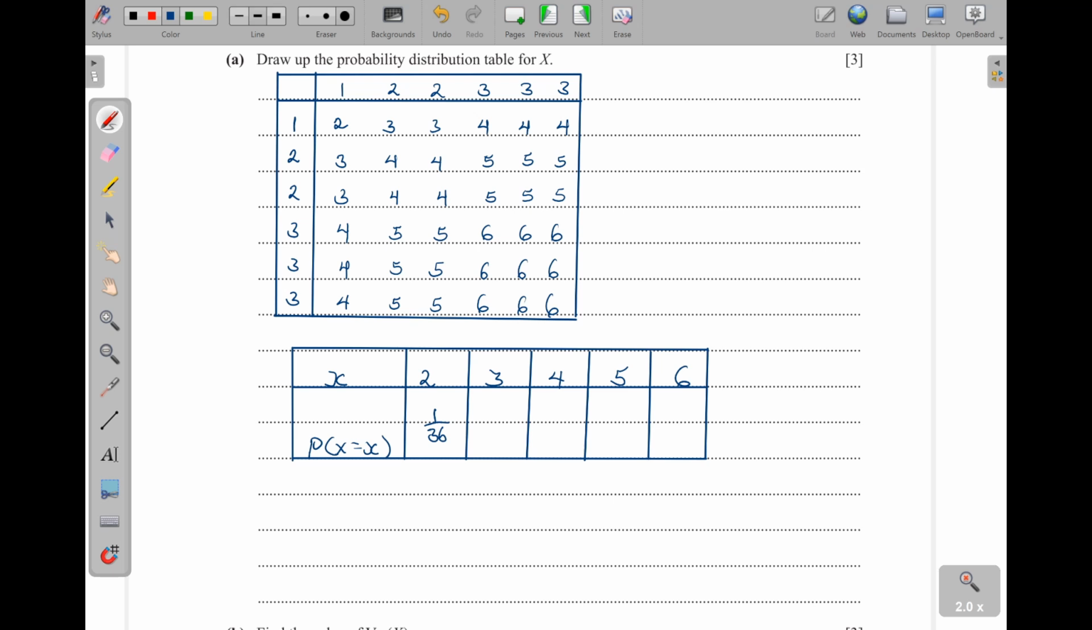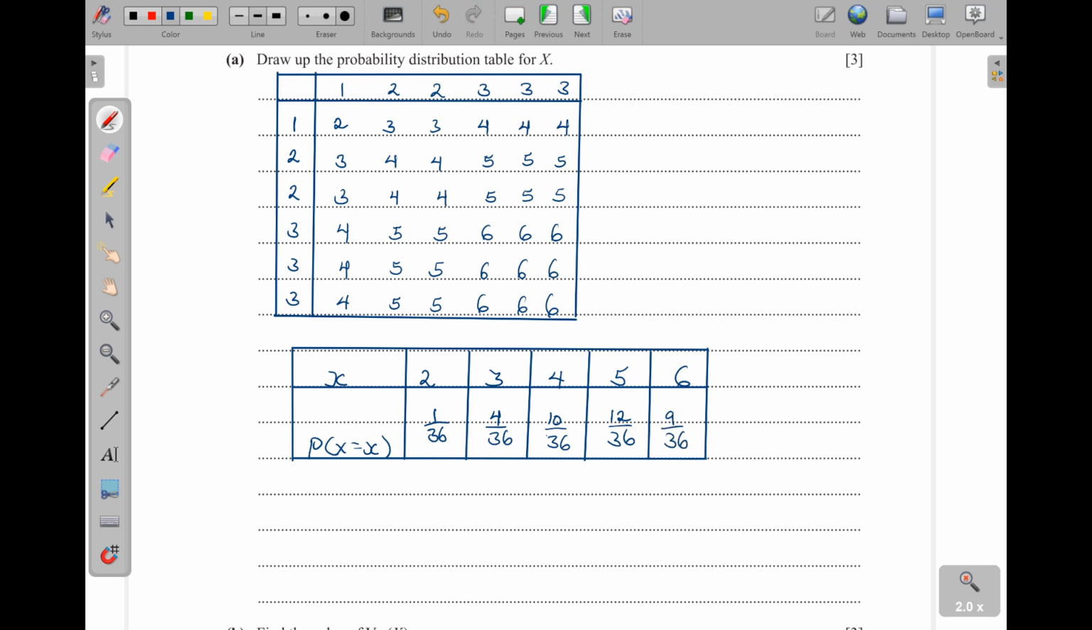And then 3s, we can see 1, 2, 3, 4. Okay, those ones are 4. So I'll write 4 over 36. And then 4s, we have 3 here, then 4 here, those are 7, plus 3 here, those are 10. So we can write here 10 out of 36. And then 5s, these are 6, plus the 6 here, those are 12. So I'll write here 12 out of 36. And then 6s are here, they are 9.